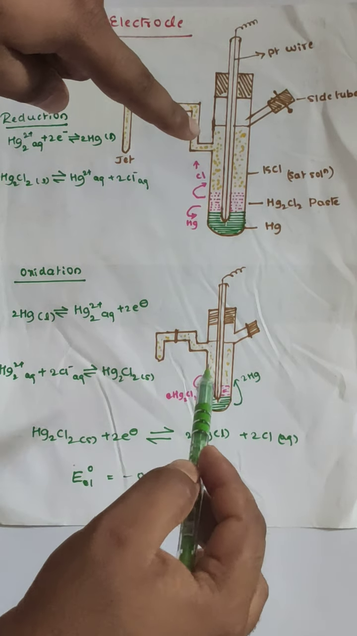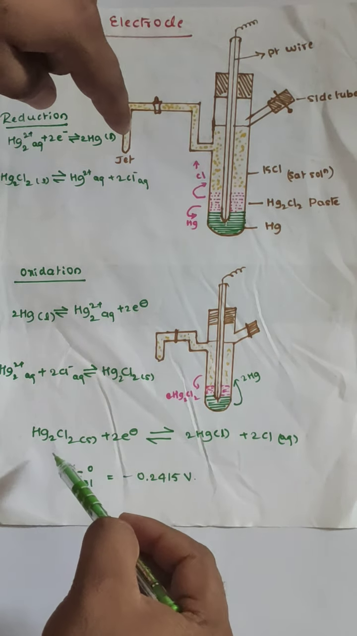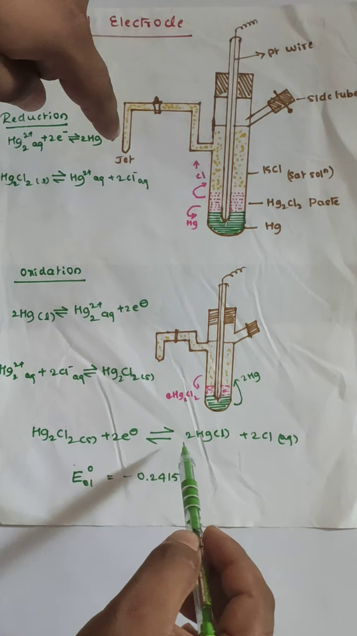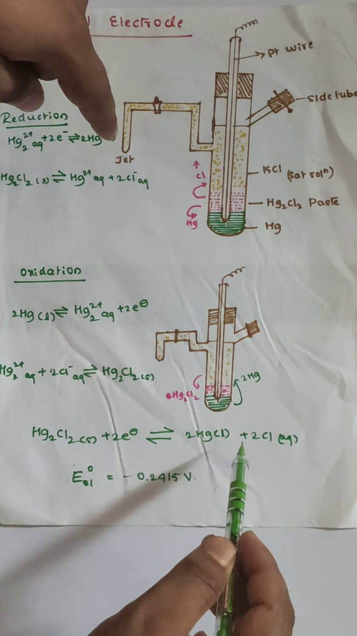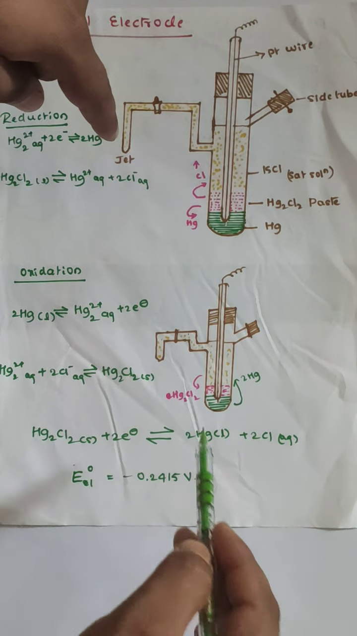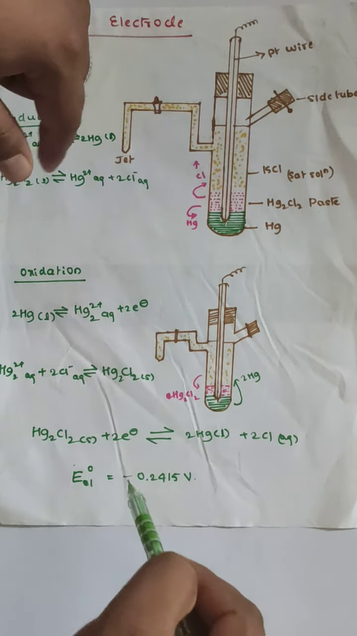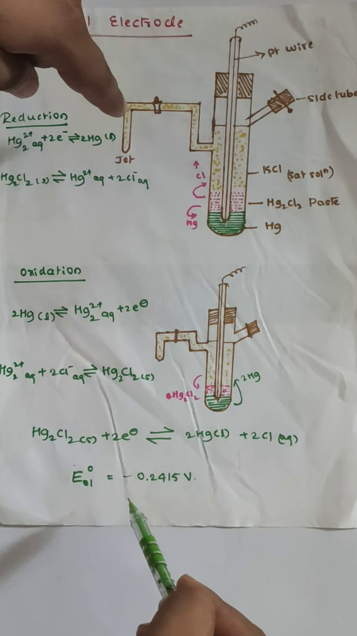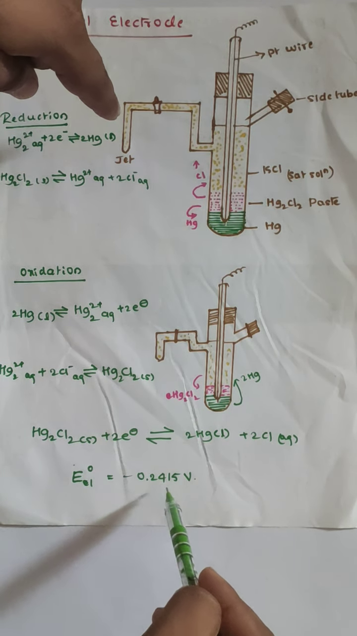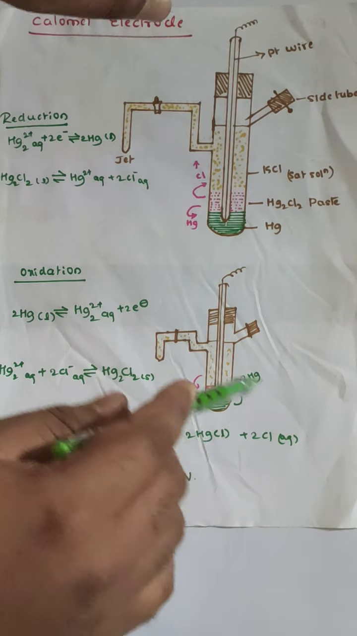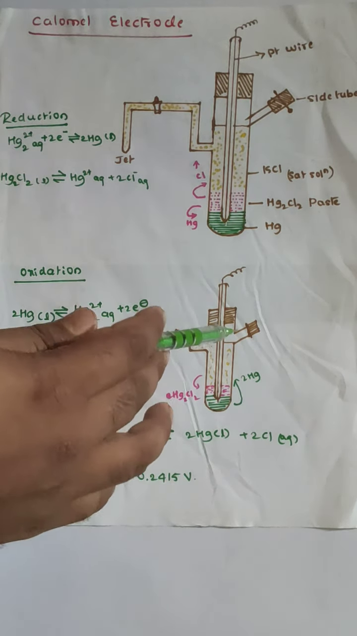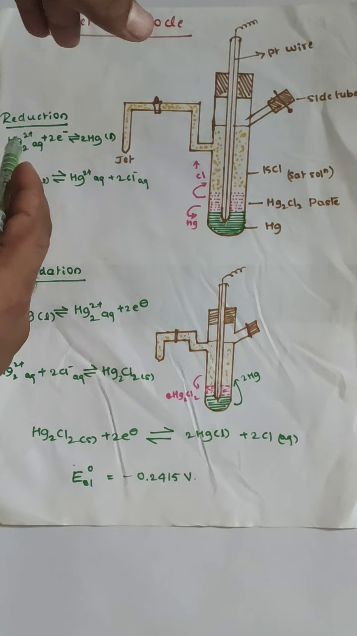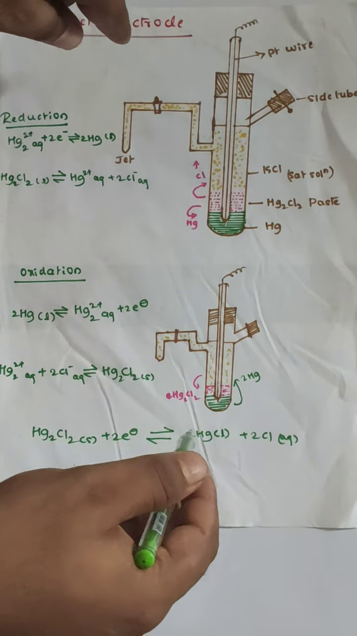The overall cell reaction is given by Hg2Cl2 solid plus 2 electrons in equilibrium with 2 Hg and 2 Cl- in the given solution. Therefore the standard electrode potential of this calomel electrode is given by minus 0.2415 volt. So this is the construction of the calomel electrode and the reduction and oxidation reactions that can occur in it.